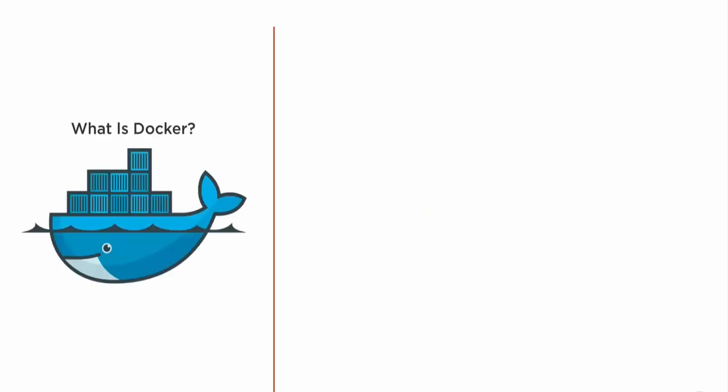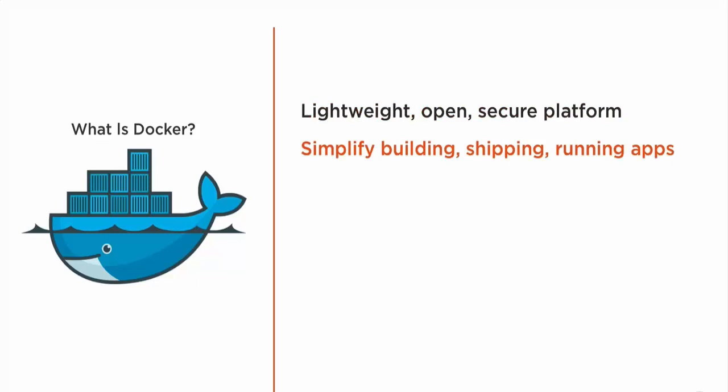So Docker itself is just a lightweight, open, secure platform. This is kind of the official party line, if you will. And the first time I heard that, it didn't make a whole lot of sense because I could think of several things that might fit a lightweight, open, secure platform definition. But really, Docker is a way to simplify the process of building applications, shipping them, and then running them in different environments. Now, when I say environments, of course, I'm talking about development, staging, production, and others that you may have at work.